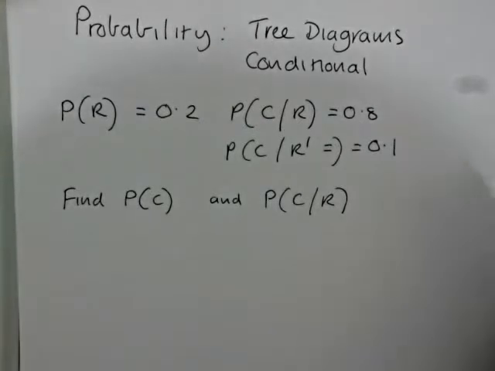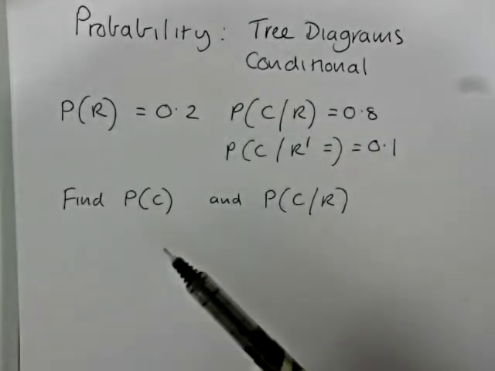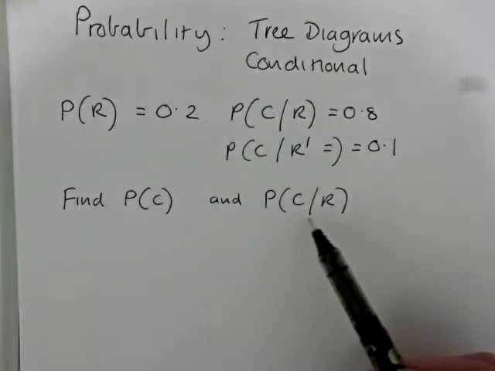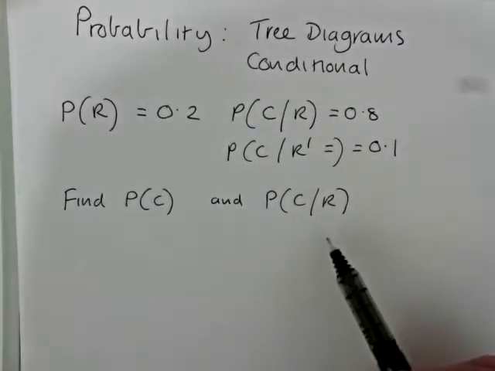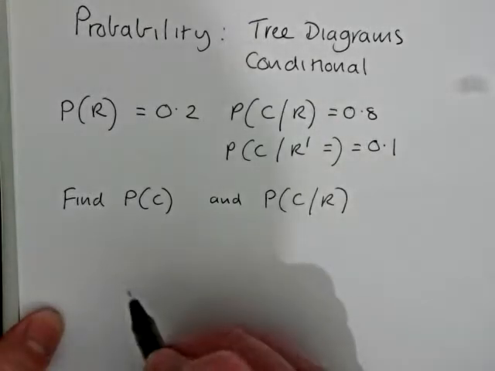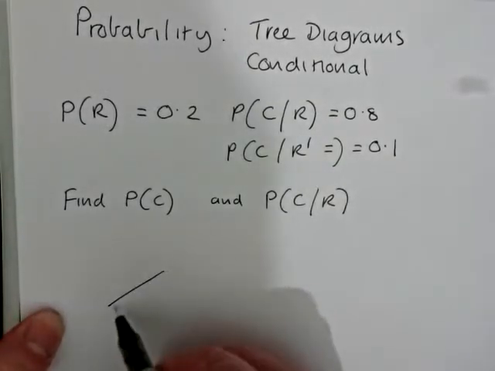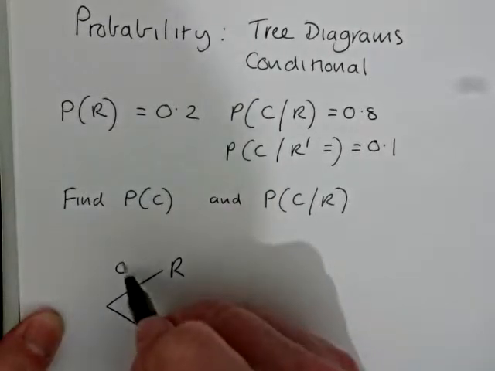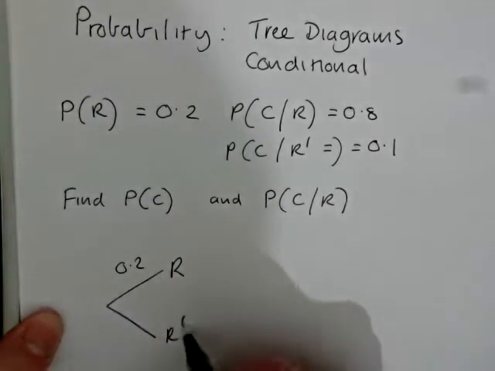So I'm going to draw a tree diagram to work out the probability that we actually wear a coat on a given day, and the probability that I'm wearing a coat given that it's raining. So let's start off with the tree diagram, and let's start off with looking at the possibility of it raining. The probability that it rains is 0.2, so the probability that it doesn't rain is 0.8.